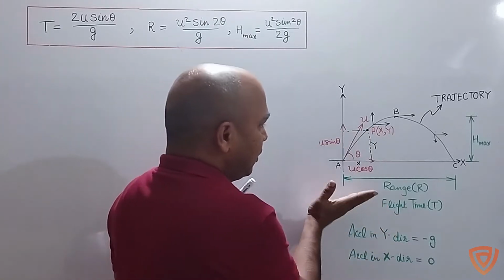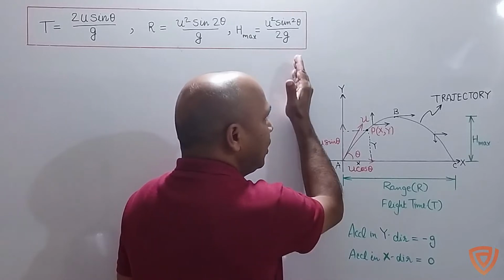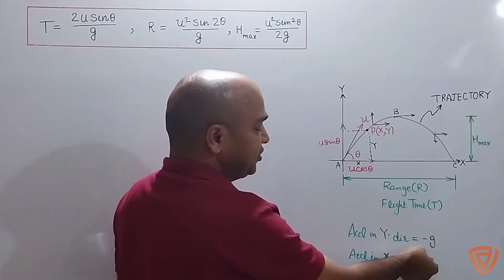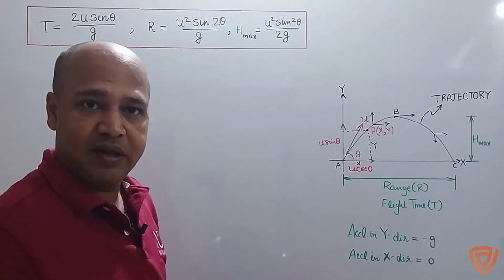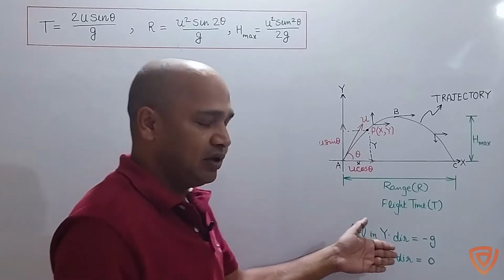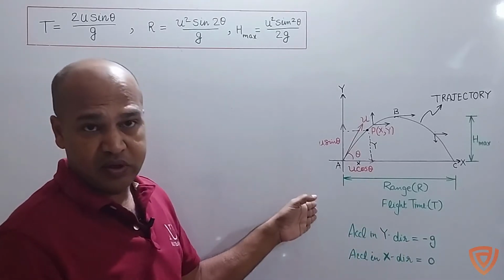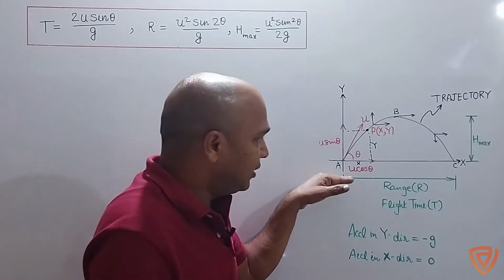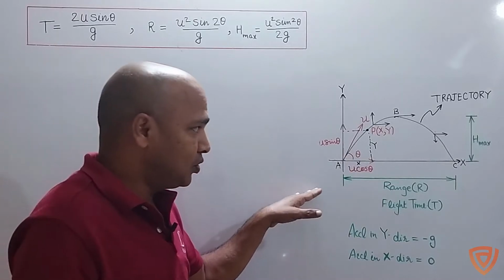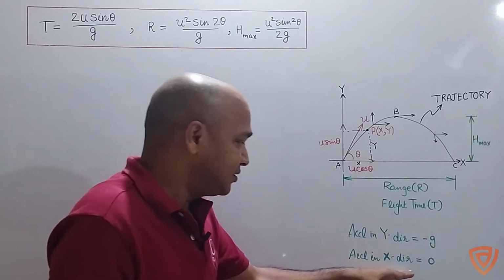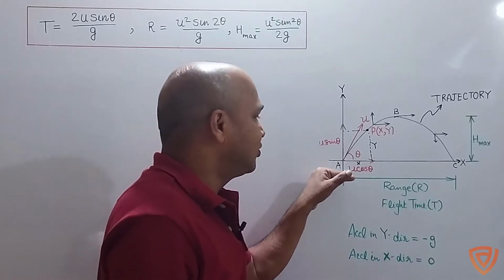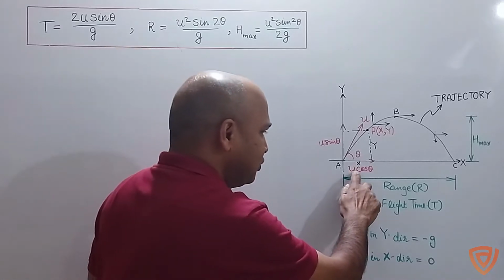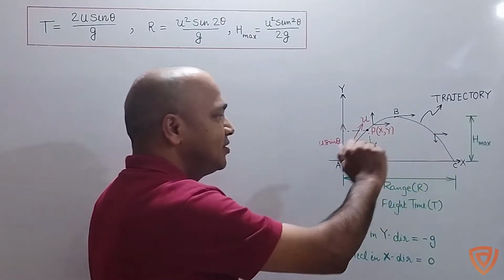Fair? Now we also know that when it is going upward, the acceleration in the y direction is minus g. It is going against gravity, right? So acceleration due to gravity is g, and since it is going against gravity, acceleration will be minus g. And what is the acceleration in the x direction? There is no acceleration in the x direction, so it is 0. So it is uniform motion. Velocity is uniform, so u cos theta remains unchanged.